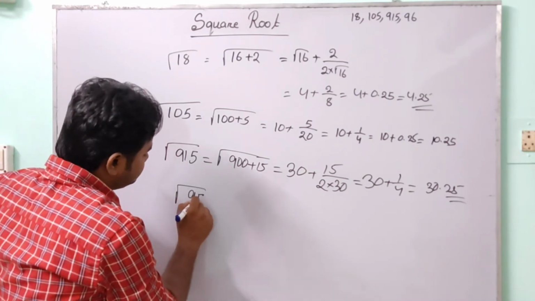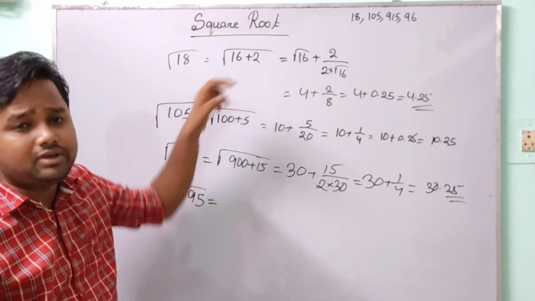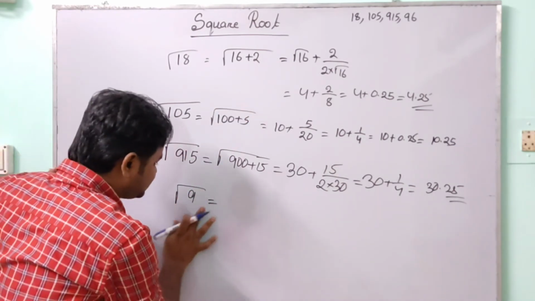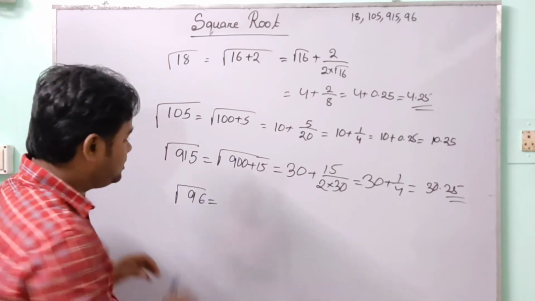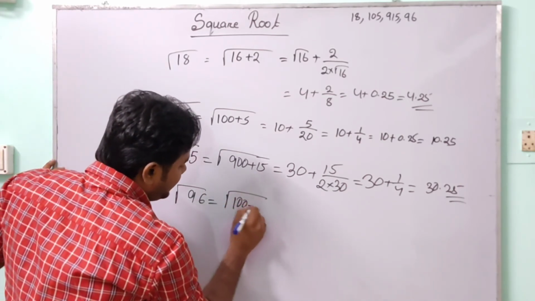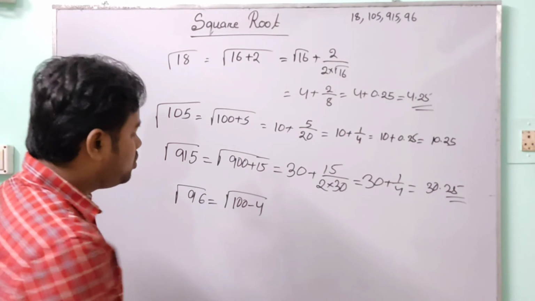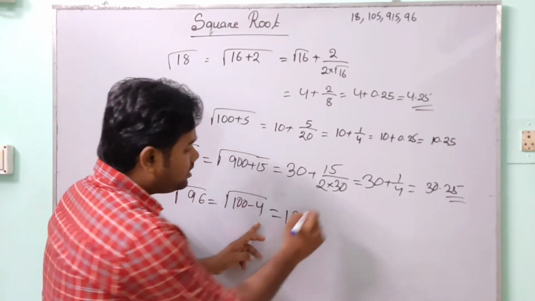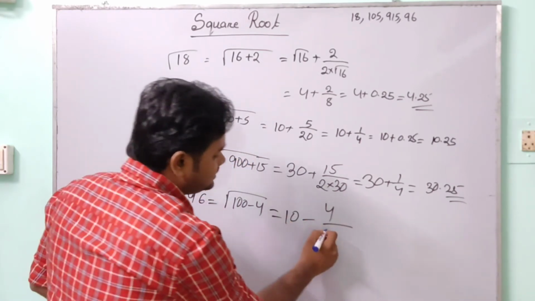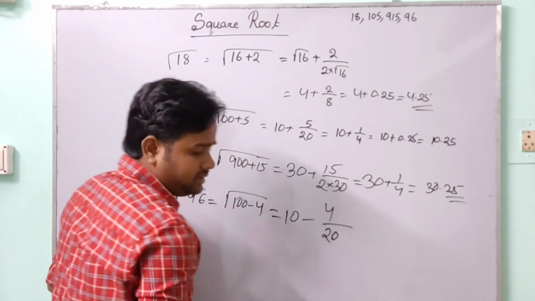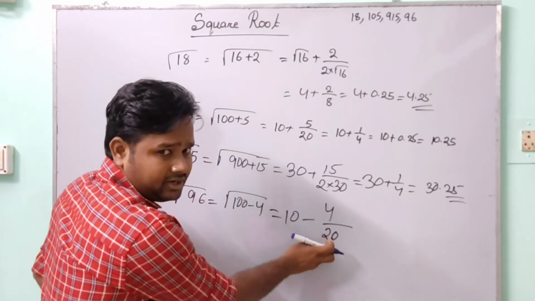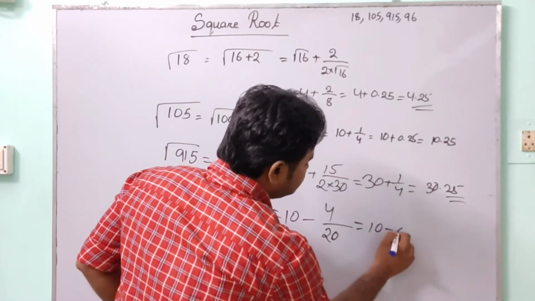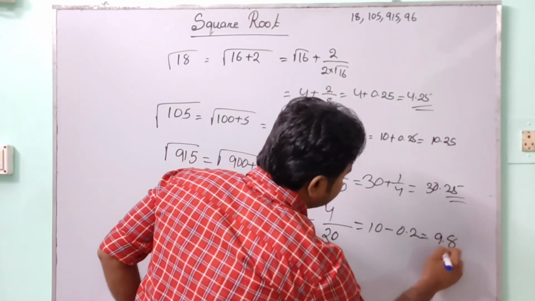The next number is 96. So the root of 96. Not only addition, we can do it with subtraction also. In the case of 96, I will do subtraction. So here 100 minus 4. The square root of 100 is 10. 10 minus the upper number, which is 4, divided by 2 into 10, which is 20. So 4 by 20 is equal to 2 by 10, which is equal to 0.2. So here the answer will be 10 minus 0.2, which is equal to 9.8.